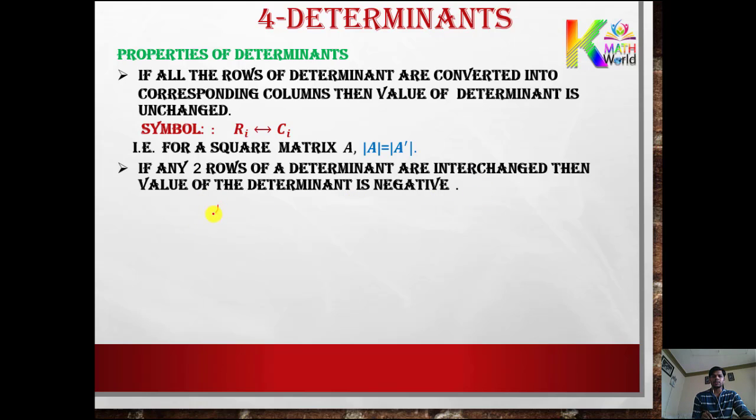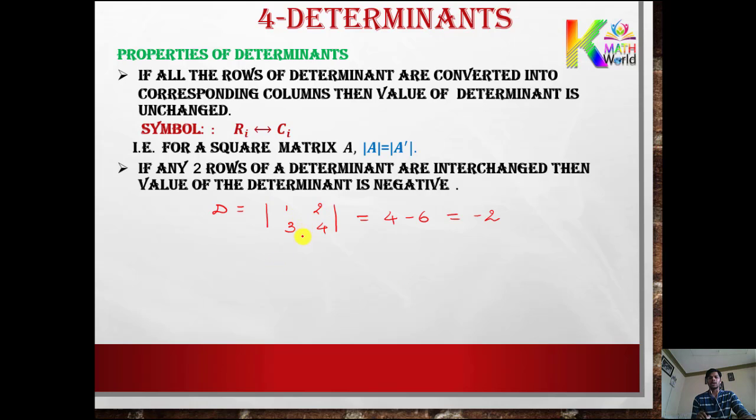Again we try to understand this property with an illustration that you have seen in the last property also. Suppose we have the determinant 1, 2, 3, 4. What is the answer? There you got 4 minus 6, and the answer was minus 2. Now in this property, any two rows of a determinant are interchanged. It means R2 takes the place of R1 and R1 takes the place of R2. It means interchange any two rows.